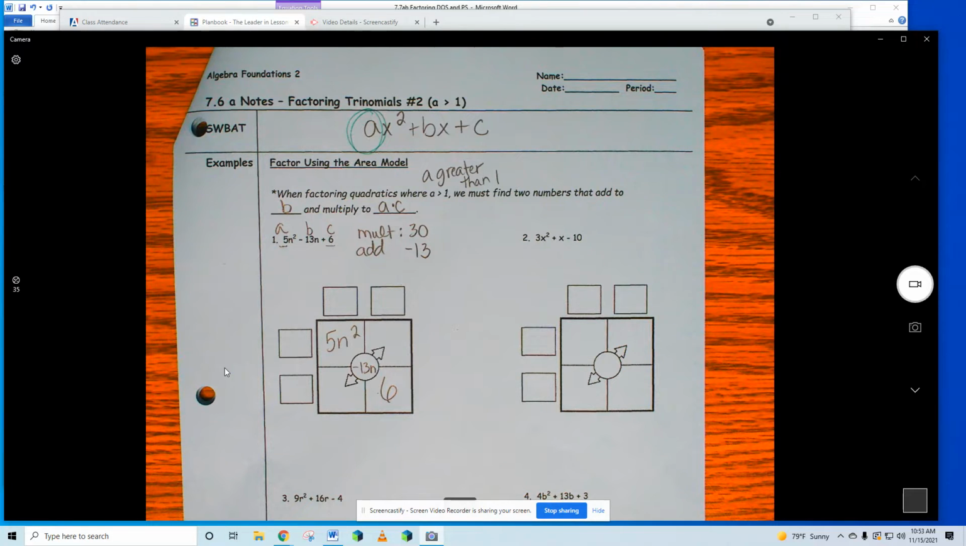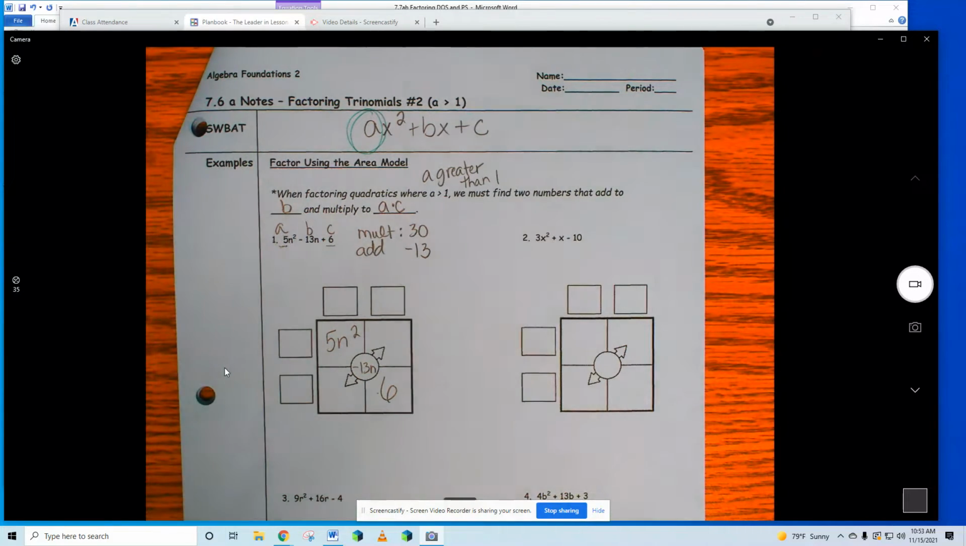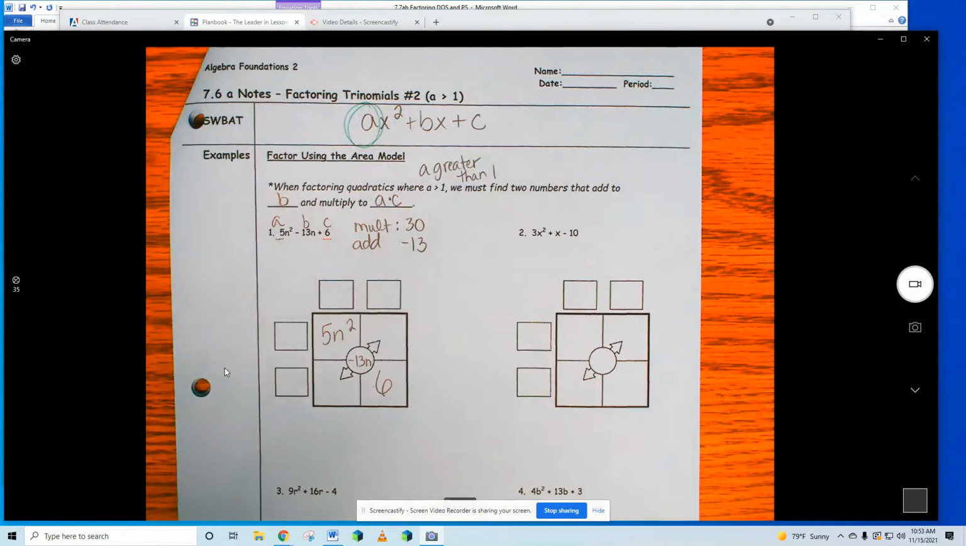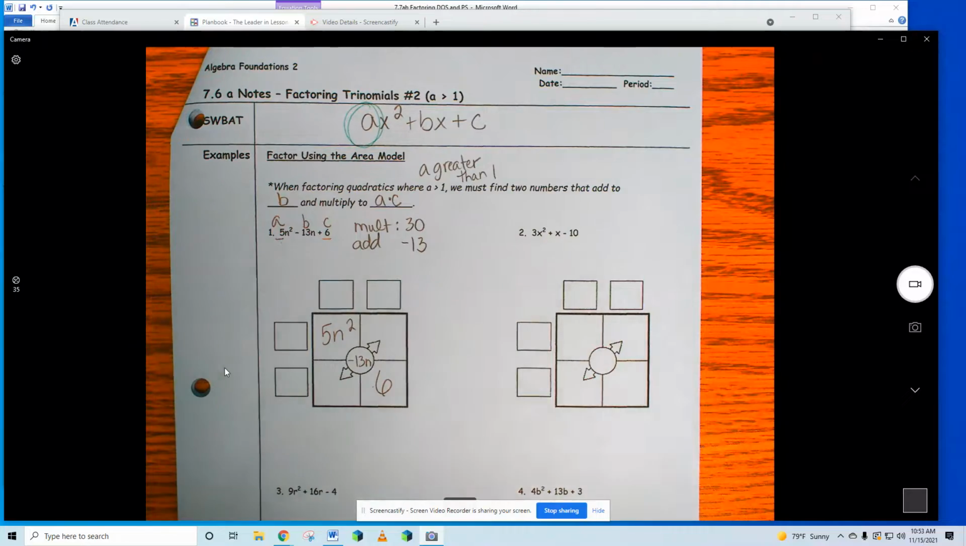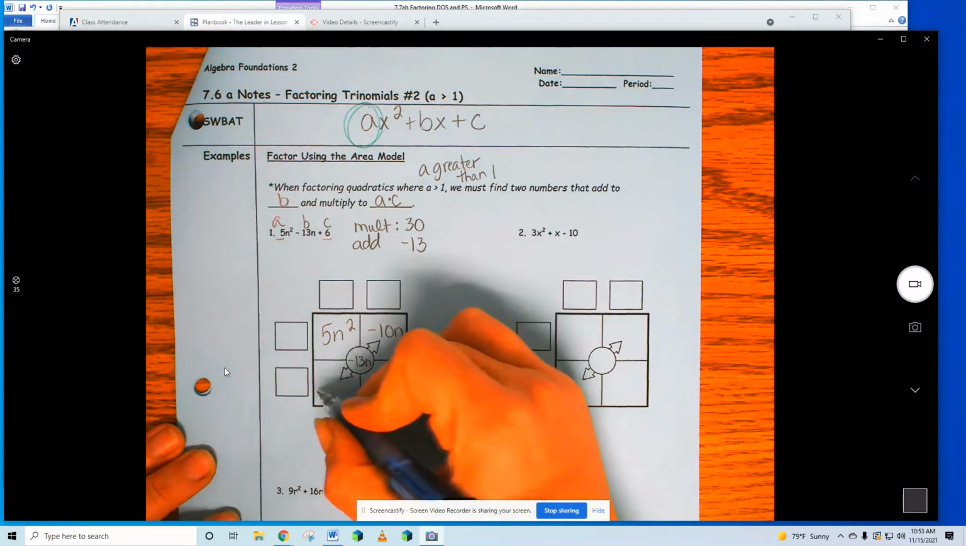What 2 numbers can you think of that multiply? Go ahead. 10 and 3. What about the signs? Positive 10, positive 3, negative what? What would that be? Both negative. And it doesn't matter which, you put the 10 here, the 3 there, the 3 there, and the 10 there. It doesn't matter. I'll just do negative 10n. You said both negative, right? Negative 3n.